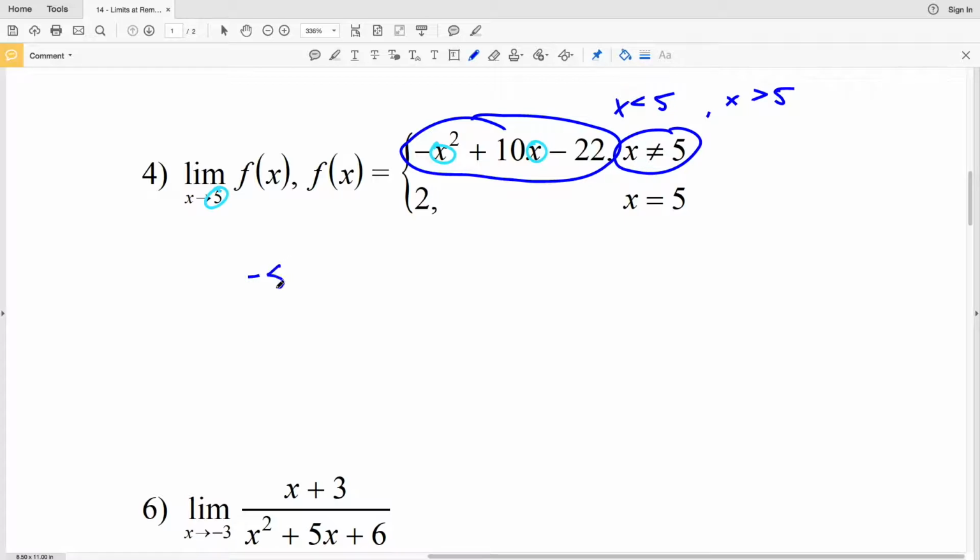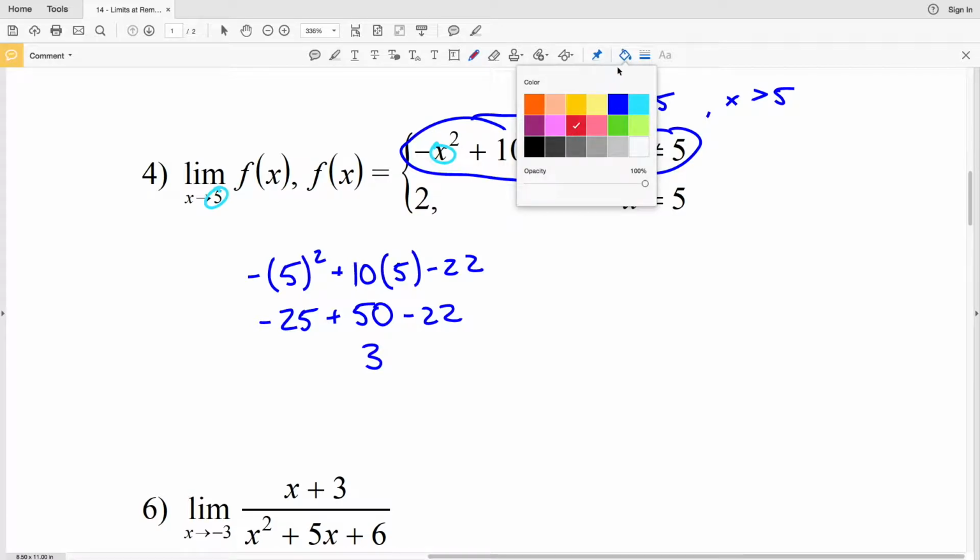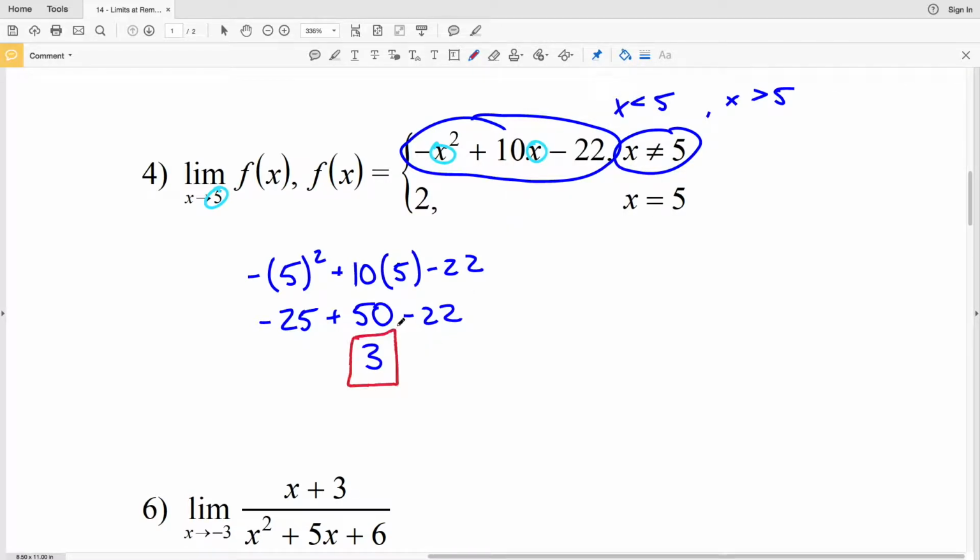So we'll have negative 5 squared plus 10 times 5 minus 22. 5 squared is 25, and we're taking the opposite of that, so negative 25 plus 10 times 5, which is 50, minus 22. Negative 25 plus 50 is a positive 25, and when we subtract 22, we'll get positive 3. So 3 is our solution in number 4.